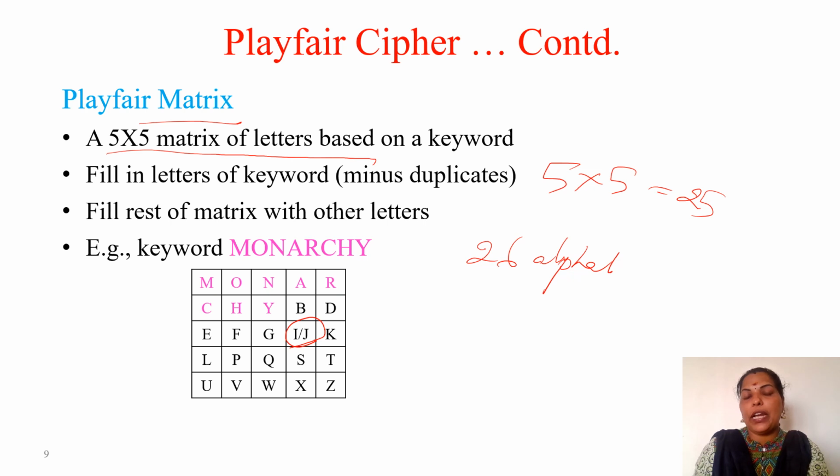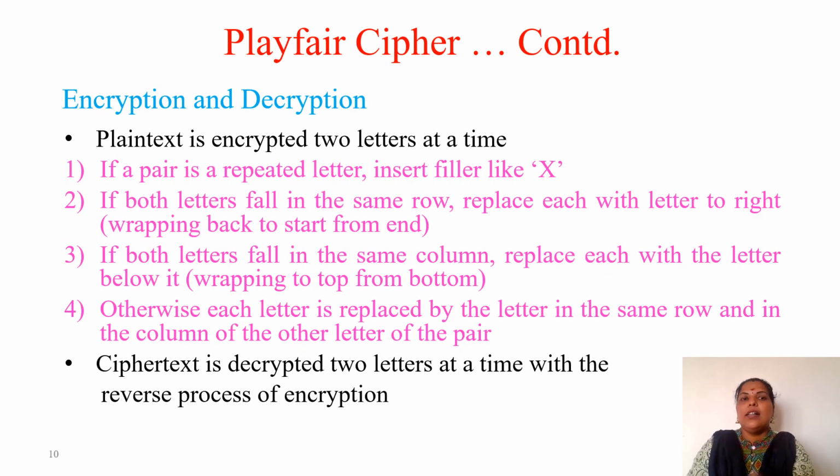First you fill in all the letters of the keyword, removing the duplicates. Then we fill the rest of the matrix with the other letters. So we get a Playfair matrix, and its size is 5 by 5. Once the Playfair matrix is ready, we have to perform encryption as well as decryption.